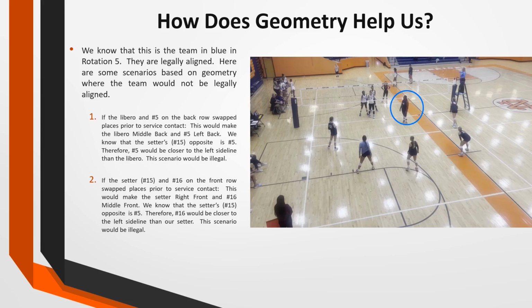Same scenario from before for our second scenario. Our setter and 16 swap places prior to service contact. This would make your setter right front and 16 middle front. We know your setter's opposite is 5. Therefore, 16 would be closer to the left sideline than our setter. And we know in rotation 5 that has to be illegal.